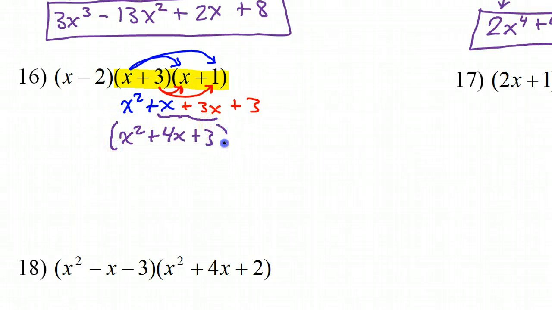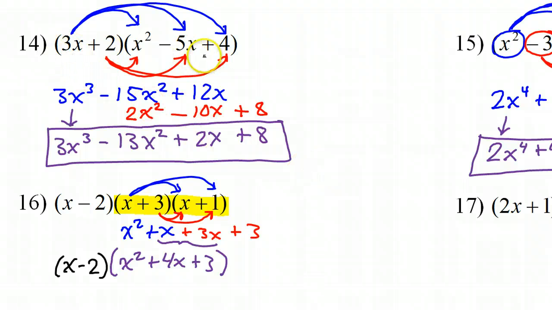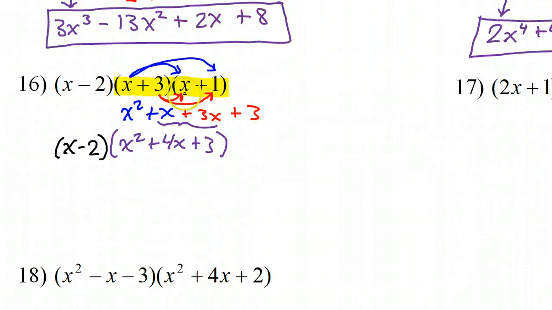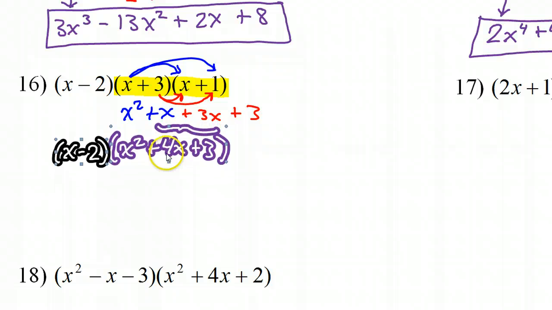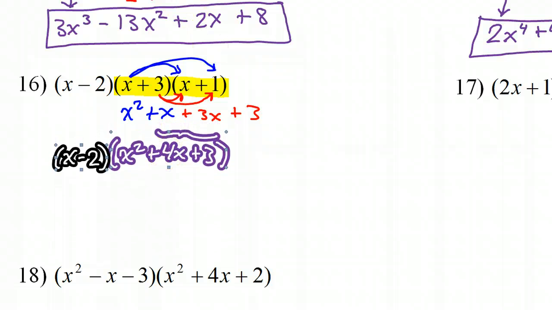Okay, so I get this trinomial. Now I'm just going to bring down the x minus 2. So now I have a binomial times a trinomial. Well, isn't that just what we did before? Look at number 14, binomial times trinomial. So now the rest of number 16 is just like 14 and 15. Okay, so in other words, hold on, let me see if I can give myself a little more space to do what I gotta do.